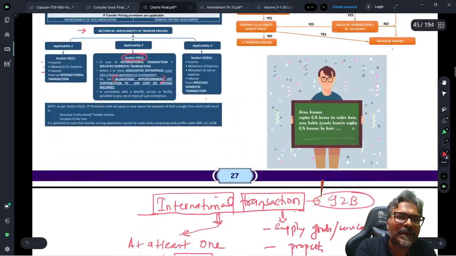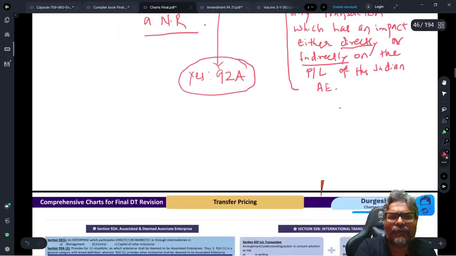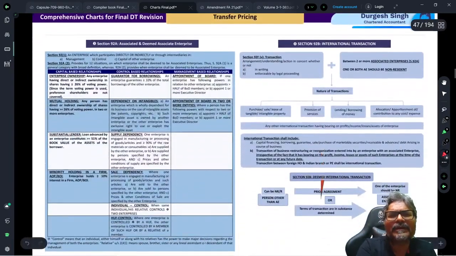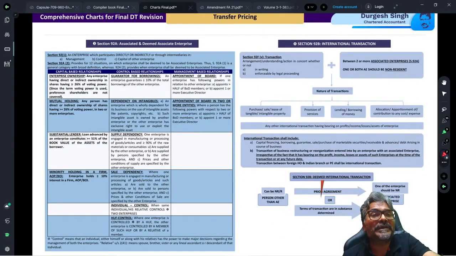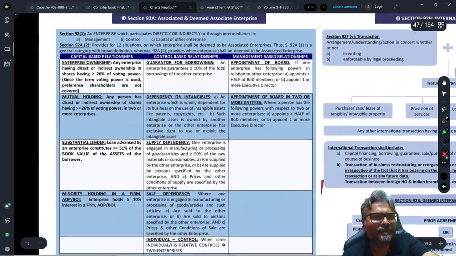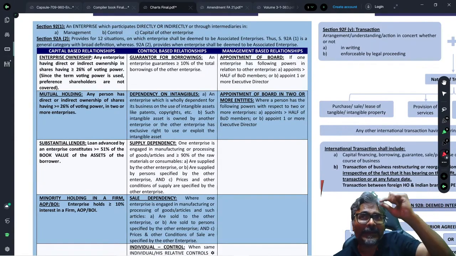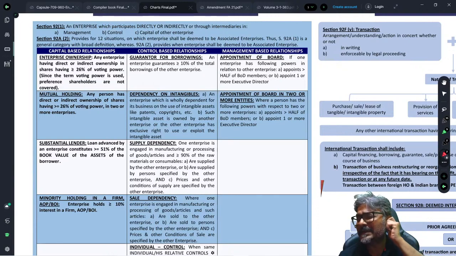Many students ask very frequently, sir, are we supposed to learn the associated enterprise definition by heart? You don't have to, students. I strongly feel that the associated enterprise definition is more to do with your presentation part. Because ICAI has gotten into a habit of giving one particular paragraph, or a couple of sentences, dedicated only to the relationship between the two parties.